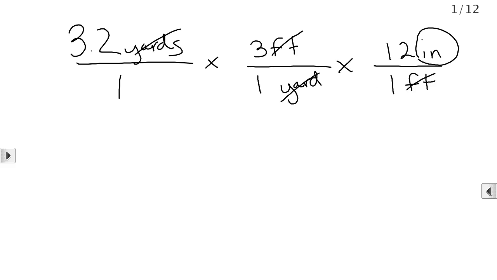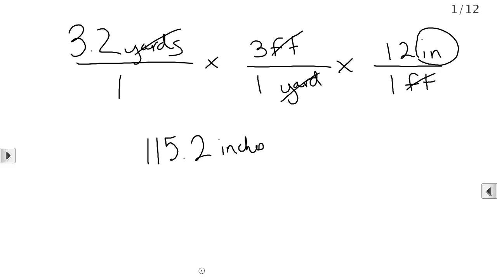Because in AP Chem, you don't get a calculator. So you're about to do a lot of long multiplication and division without knowing if you're right or not. Because this is a skill for both of those classes. So anyway, now I can multiply across the top. And at this point, I'm just doing math, and you can use a calculator. So 3.2 times 3 times 12, and I get 115.2 inches.